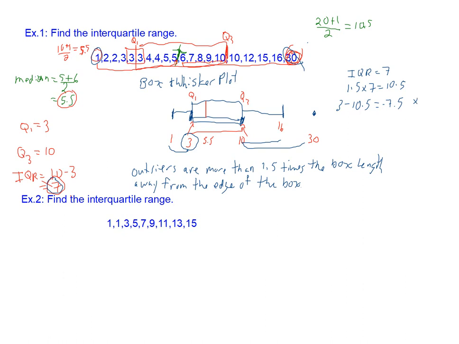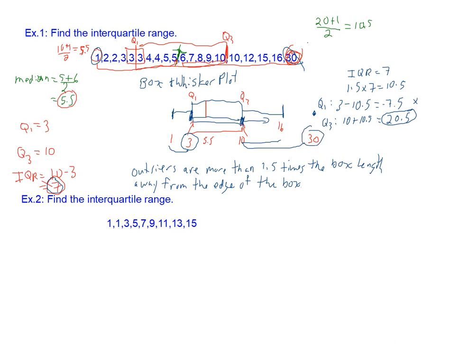And then we also look at Q3. So this was for Q1, and then we also look at Q3. So for Q3, we're looking at adding on to Q3. So Q3 was 10. So 10 plus the length of the box, 10.5, gives us a total of 20.5. Anything greater than 20.5 is an outlier, and that's why 30 is an outlier here.